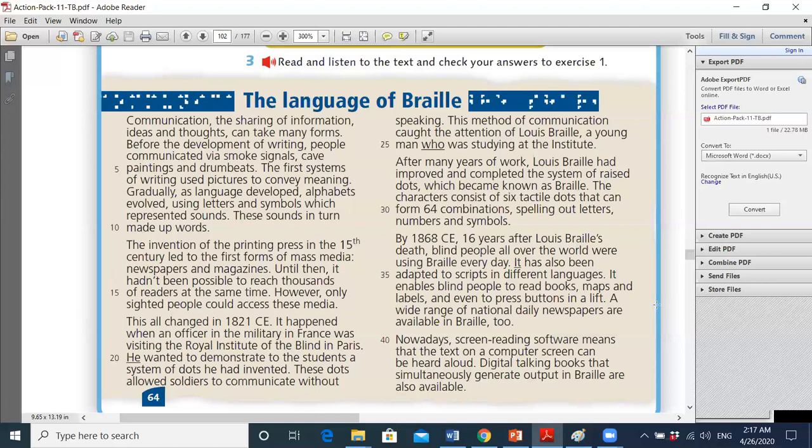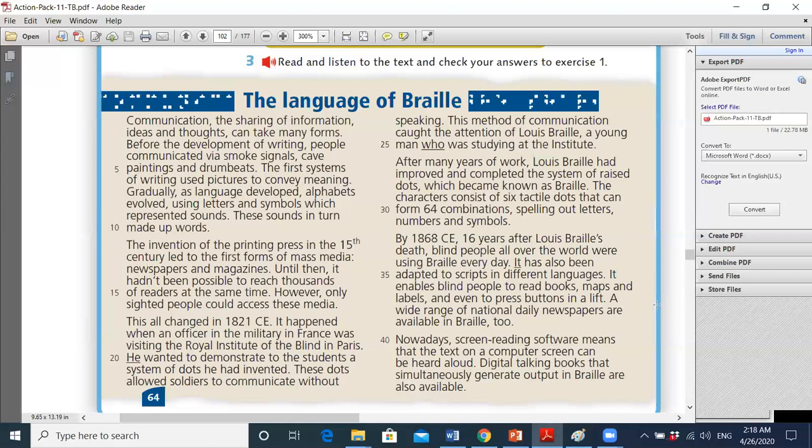What structure is this? Who was studying at the institute? If you remember, this is called an adjective clause. Who is the connector or the relative pronoun, and this relative pronoun connects the adjective clause to the noun man, a young man. So who refers to the young man or to Louis Braille? Okay.